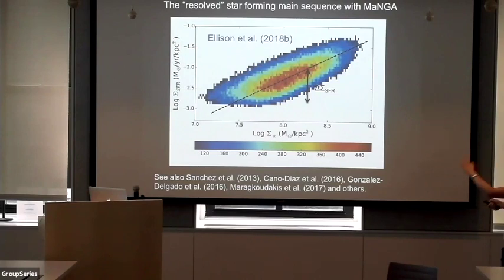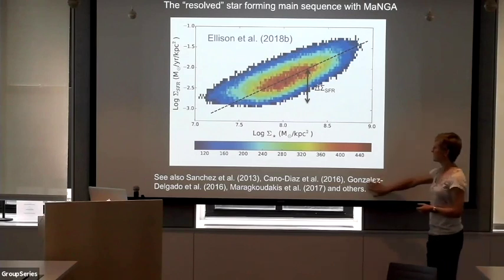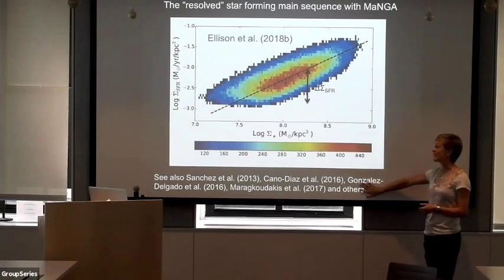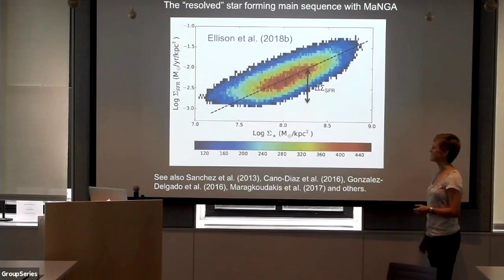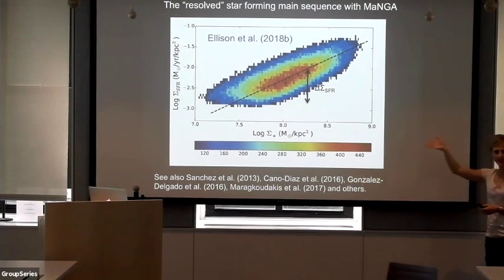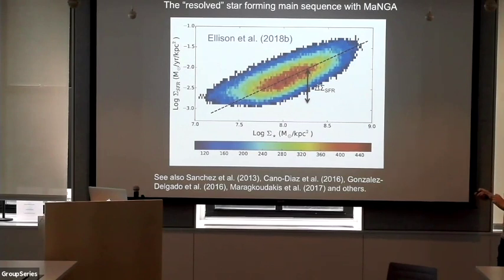So this kind of distribution has been found since the early days of IFU surveys, for example, with CALIFA. So the discovery of this relationship is not new. I show it to you here just to set the stage. So here is our resolved star forming main sequence for individual spaxels.